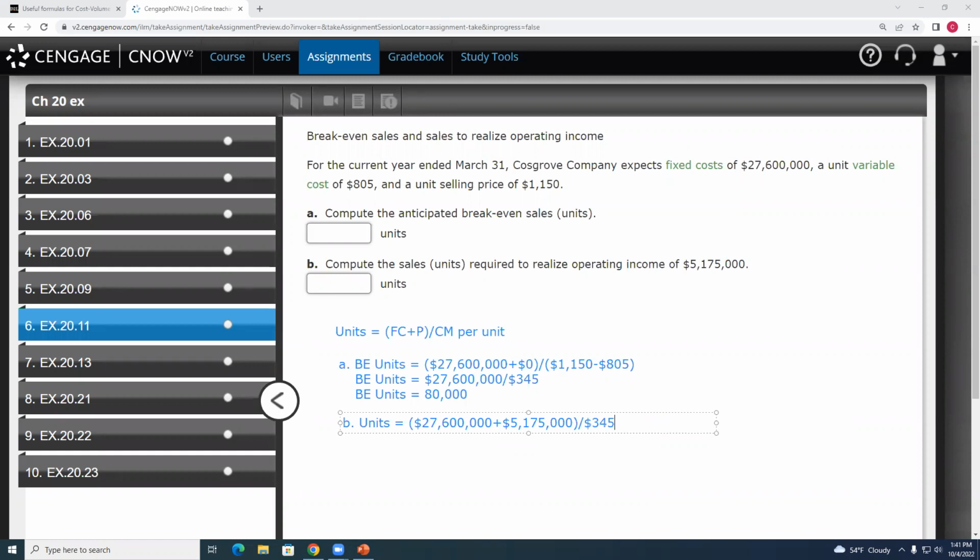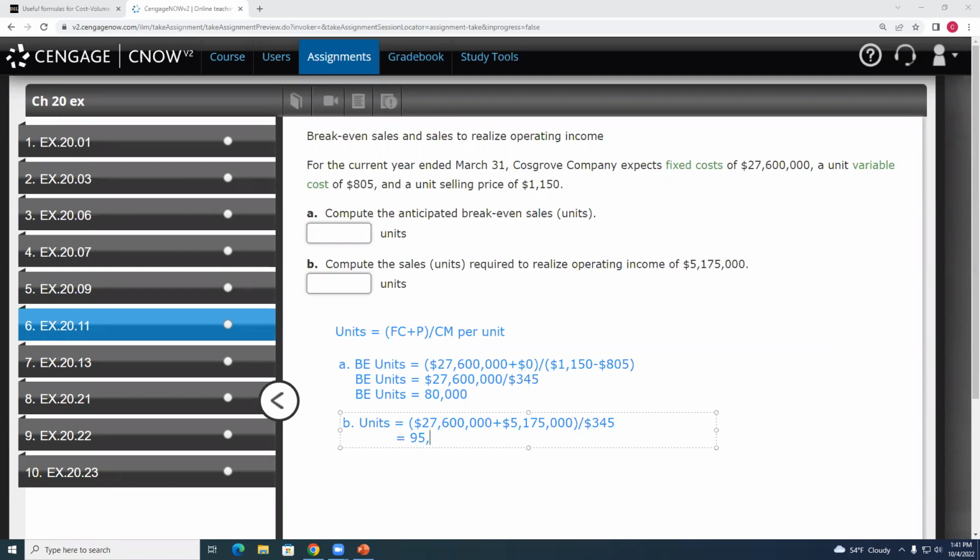We already know that the contribution margin per unit is $345. I'm not going to retype that whole equation, but we know it's the selling price minus the variable cost. So we know that the first 80,000 units are going to cover those fixed costs. And really what we're calculating here is how many more units we would need to sell in order to earn $5,175,000.